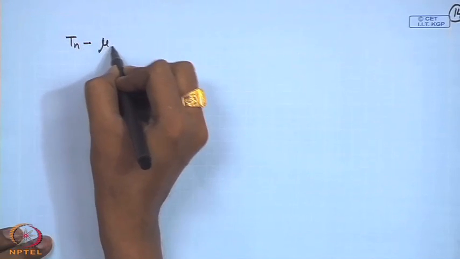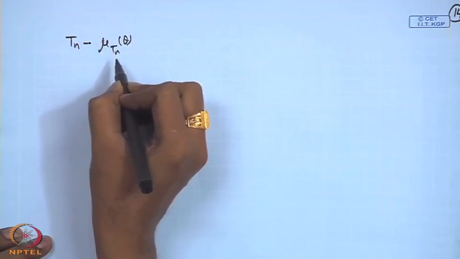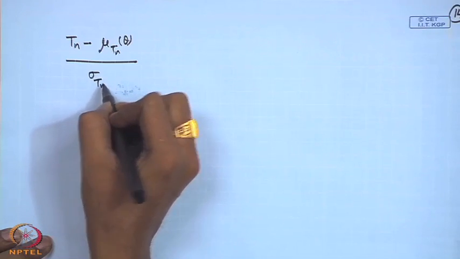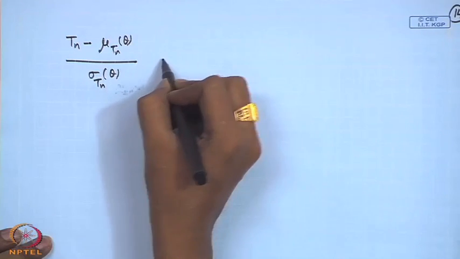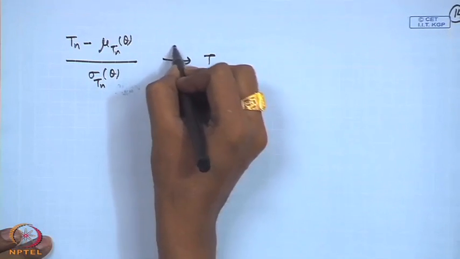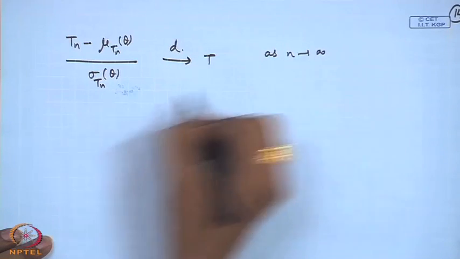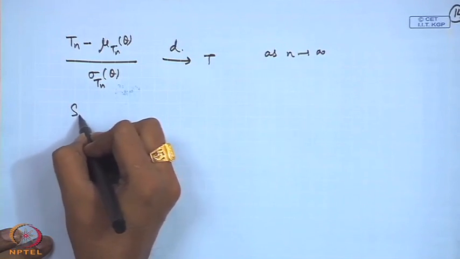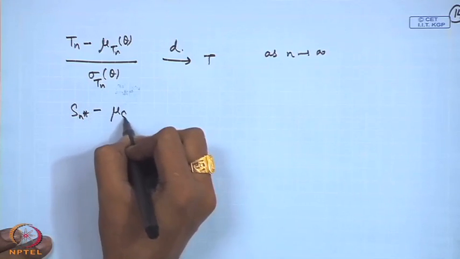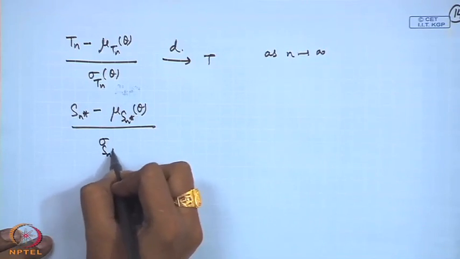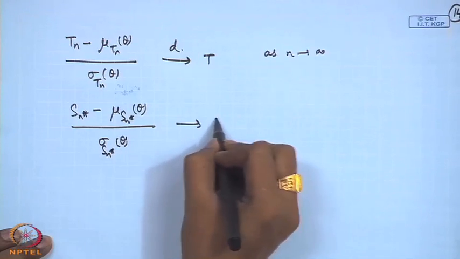the asymptotic distributions of standardized variables of T n and S n star are based on T, that is, they converge in distribution to T as n tends to infinity. We also assume that S n star minus mu S n star theta divided by sigma S n star theta converges in distribution to T.